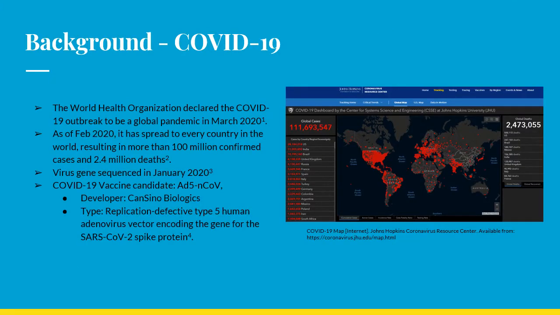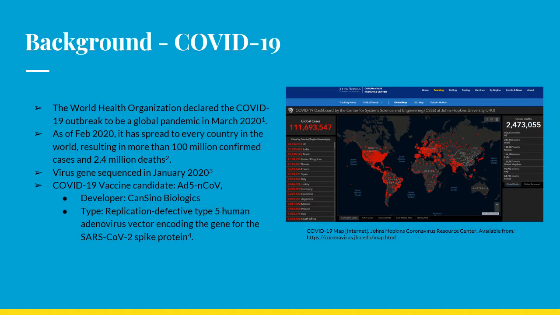In March 2020, the World Health Organization declared the COVID-19 outbreak to be a global pandemic. Since then, it has spread to every country in the world, resulting in more than 100 million confirmed cases and more than 2.4 million deaths worldwide.